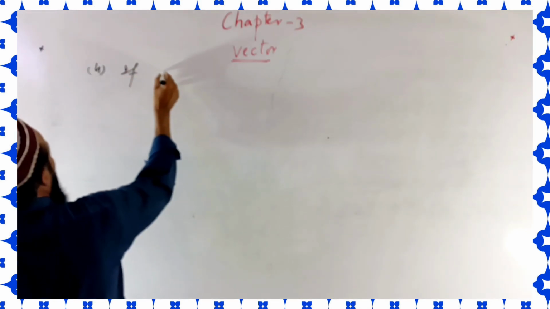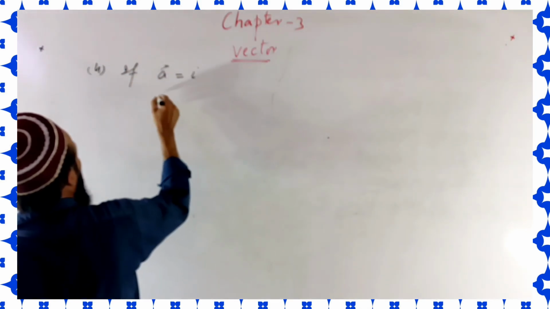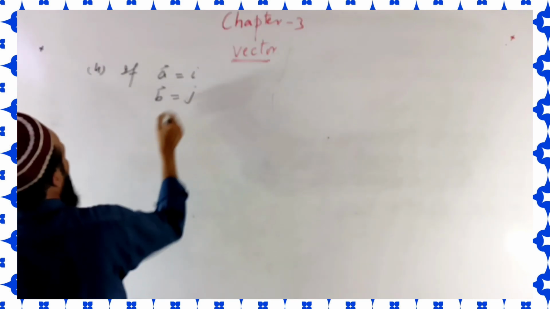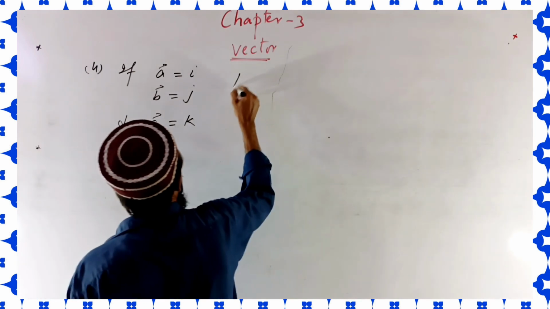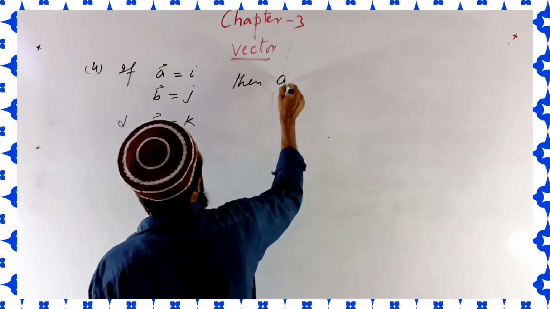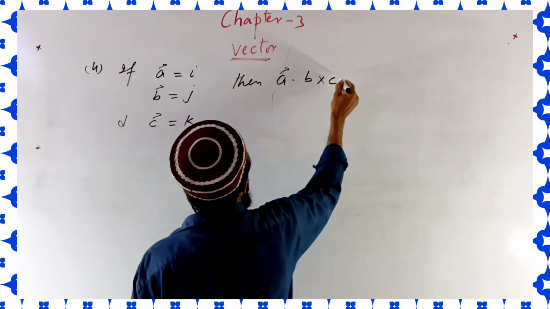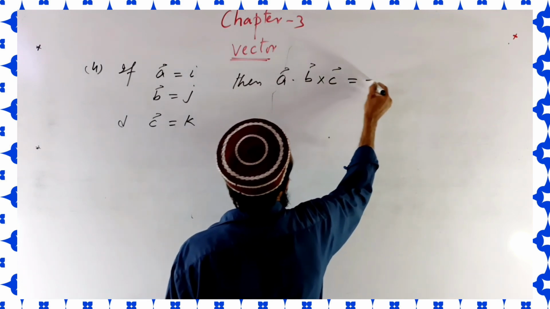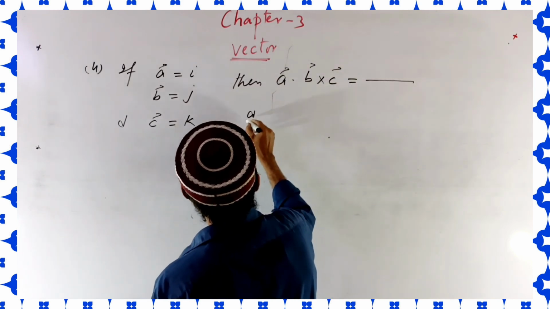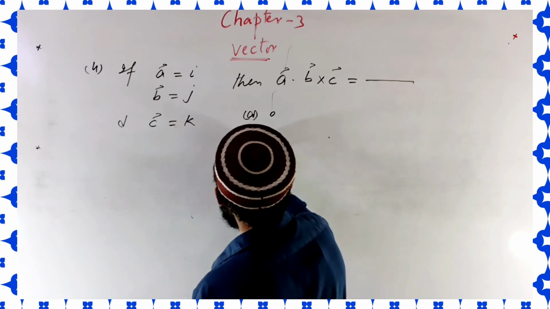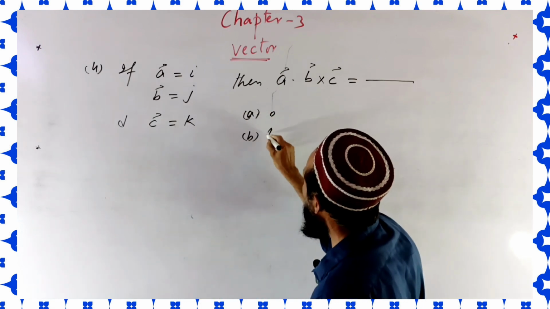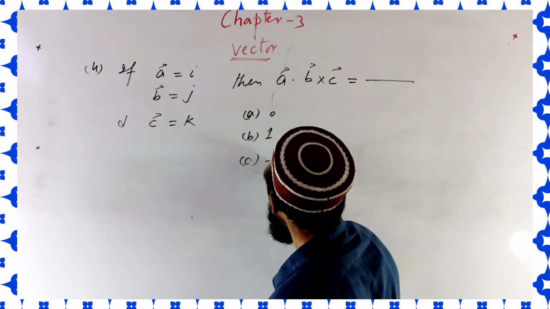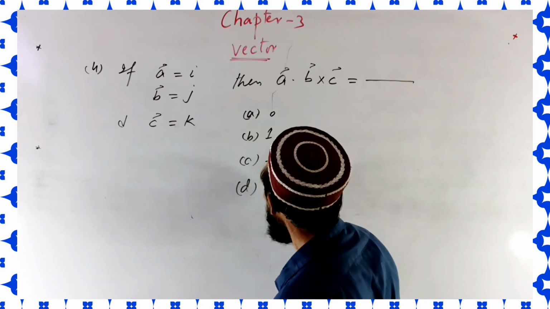If A is equal to I, B is equal to J and C vector is equal to K, then A dot B cross C is equal to what? The options are: A, 0; B, 1; C, -1; and D, 2.